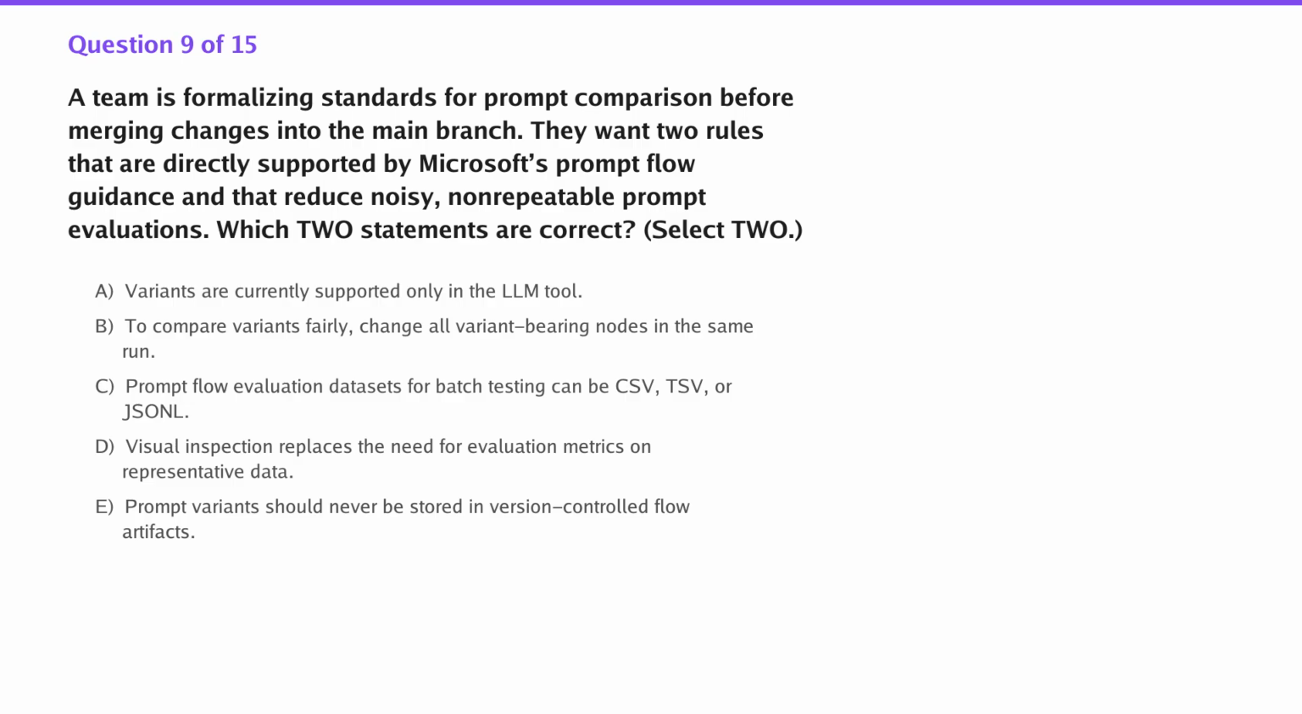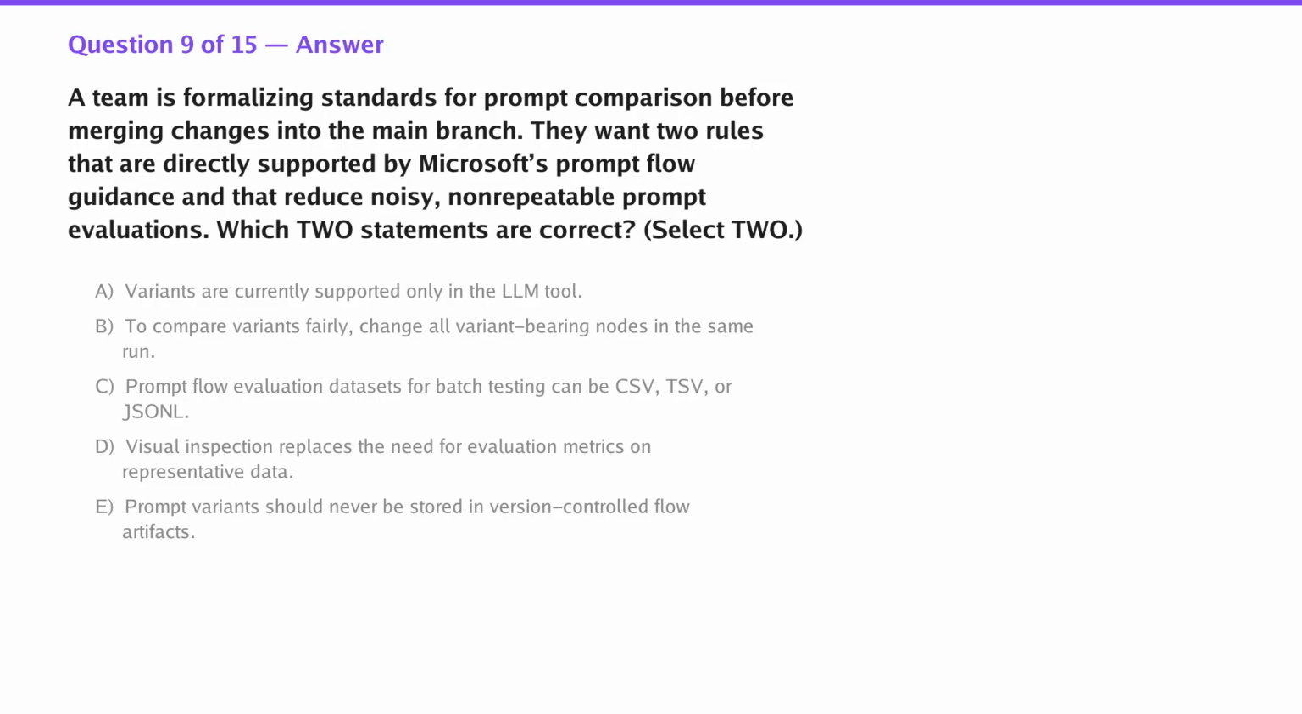Select 2. Option A, variants are currently supported only in the LLM tool. Option B, to compare variants fairly, change all variant-bearing nodes in the same run. Option C, prompt flow evaluation datasets for batch testing can be CSV, TSV, or JSON. Option D, visual inspection replaces the need for evaluation metrics on representative data. Option E, prompt variants should never be stored in version-controlled flow artifacts.